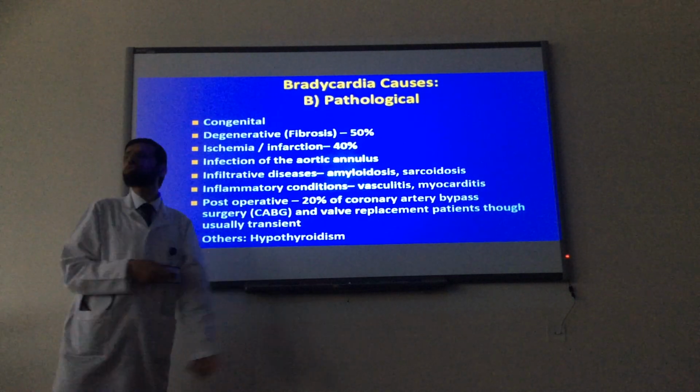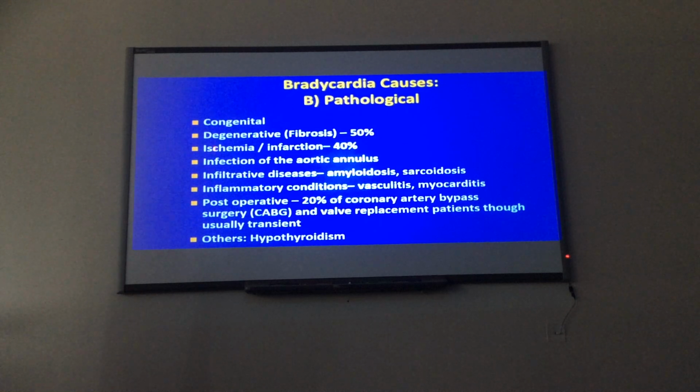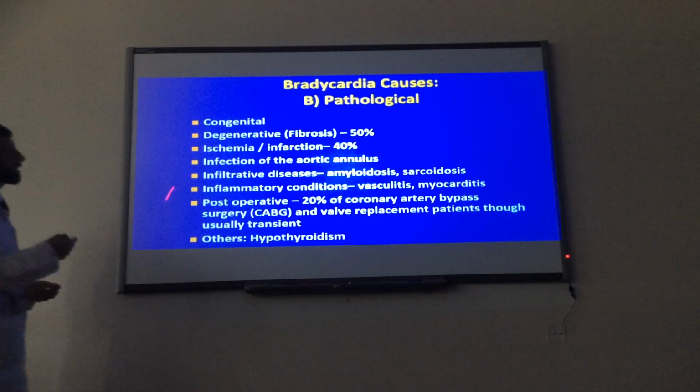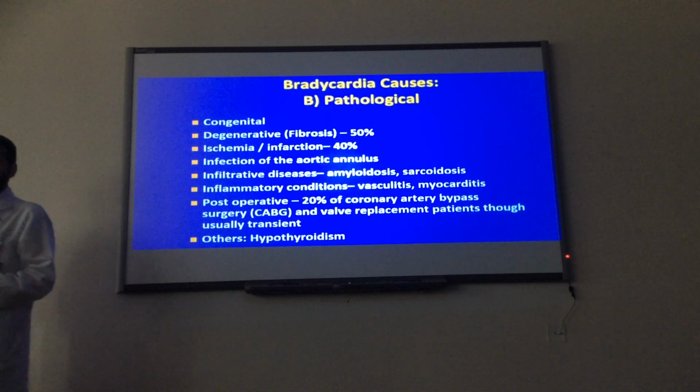The most common is hypothyroidism. Whenever a patient has unexplained bradycardia, we have to check thyroid function. So it could be congenital, degenerative, ischemia, infection, infiltrative diseases, inflammatory diseases, iatrogenic, or hypothyroidism, systemic diseases. Okay.